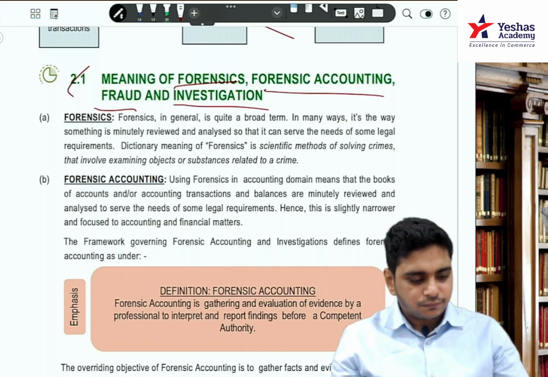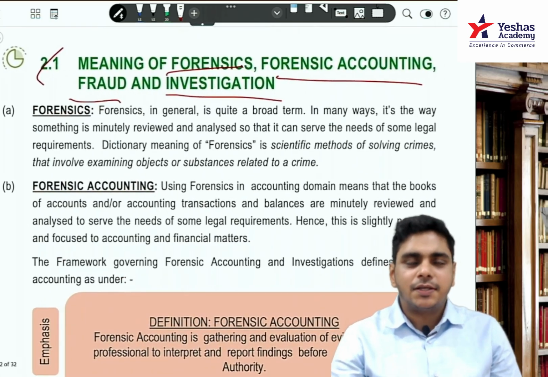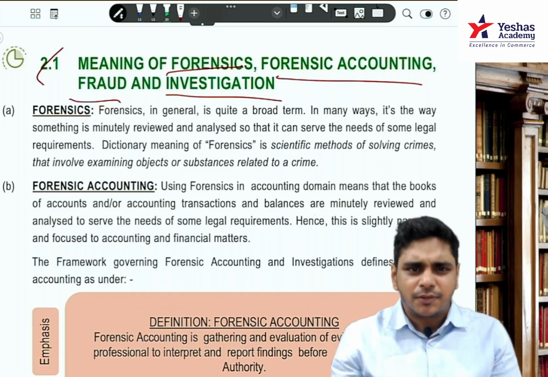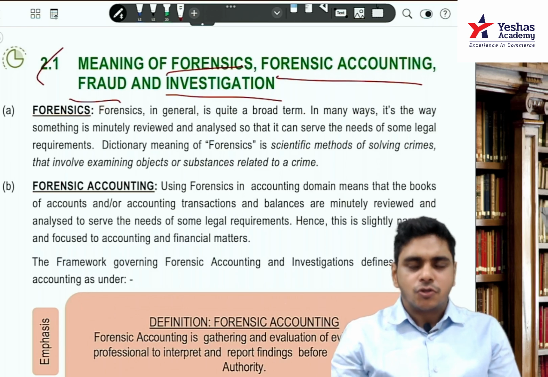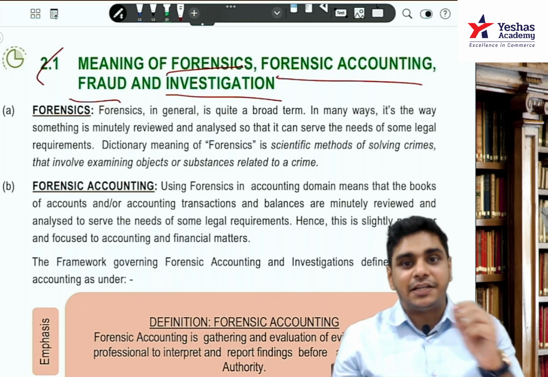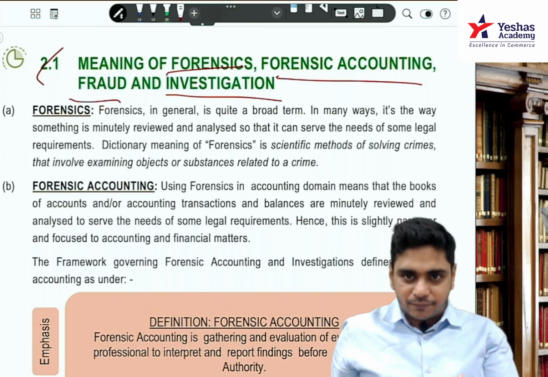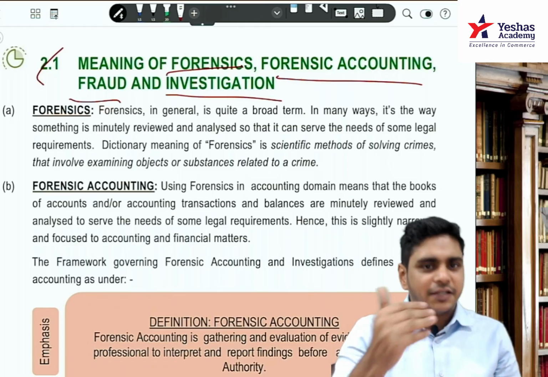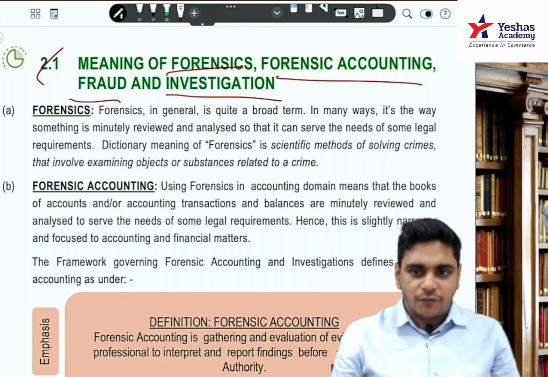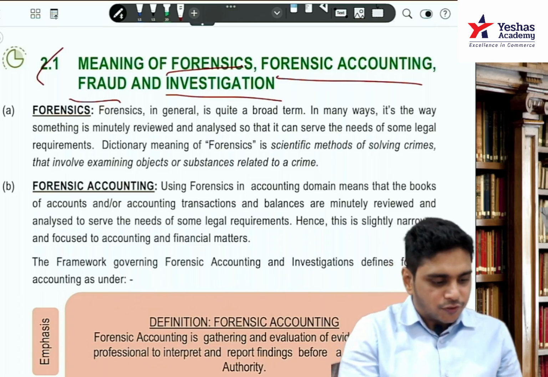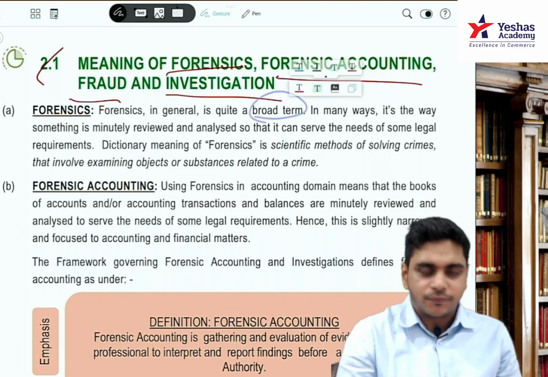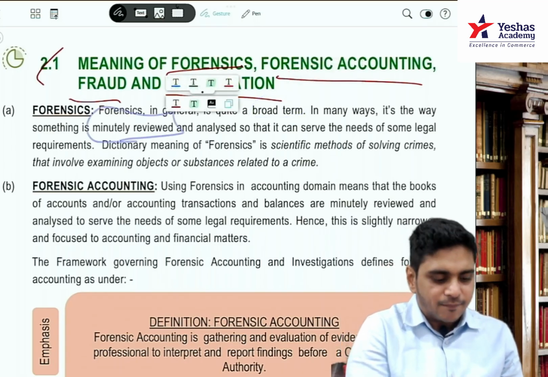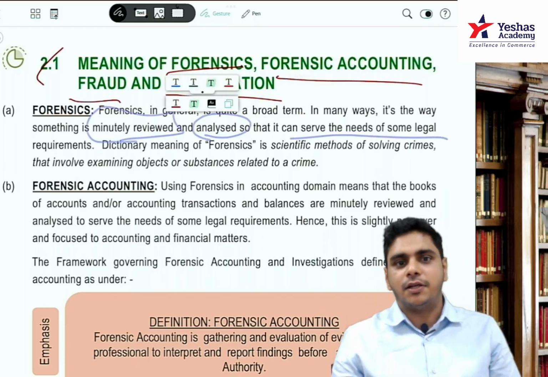Okay. Now forensics is basically, if you see the word forensics, is basically testing, checking something, right, as per the law. So here basically you have to look up to a word called as scientific method. So when you solve a crime, whether it's a murder, dacoity or a financial fraud, okay, the way to solve it scientifically is called as forensics. So here forensics in general is a quite broad term. In many ways, it's a way something is minutely reviewed, that is checking in detail and analyzed so that it can serve the need of some legal requirements.